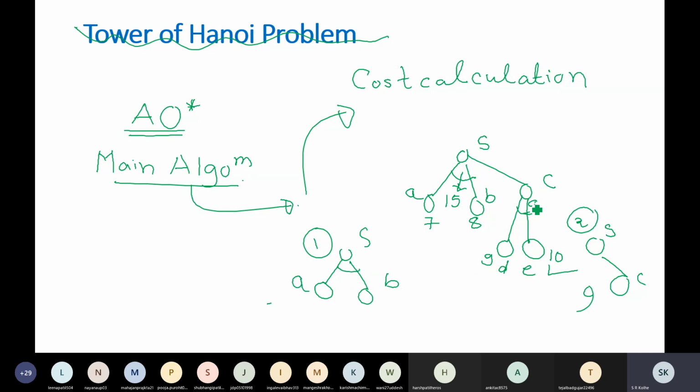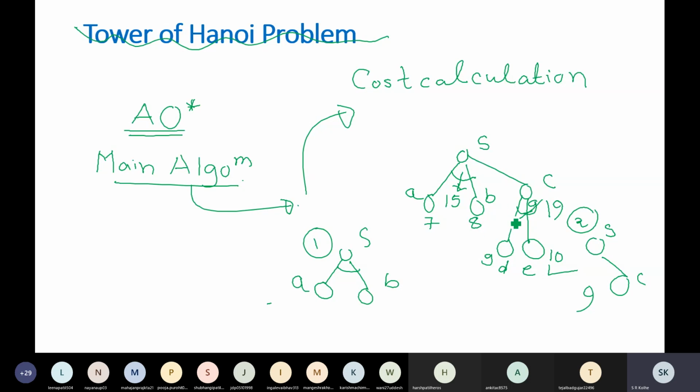So what is the cost? 19. Correct. So earlier the cost associated with C was 9. Instead of 9, the new cost will be 19. So the cost has changed, and because of this, the cost associated with the solution path has changed. Earlier it was 9, now it is 19.